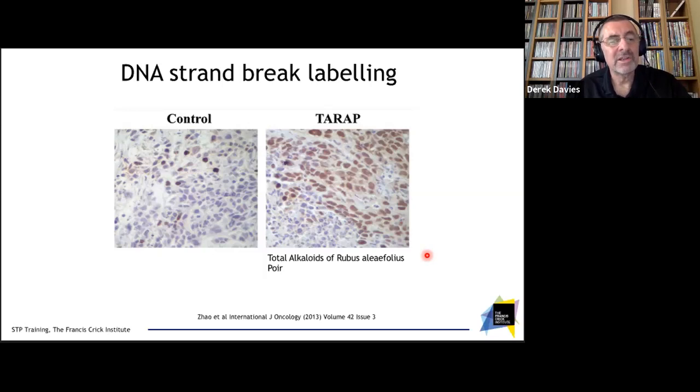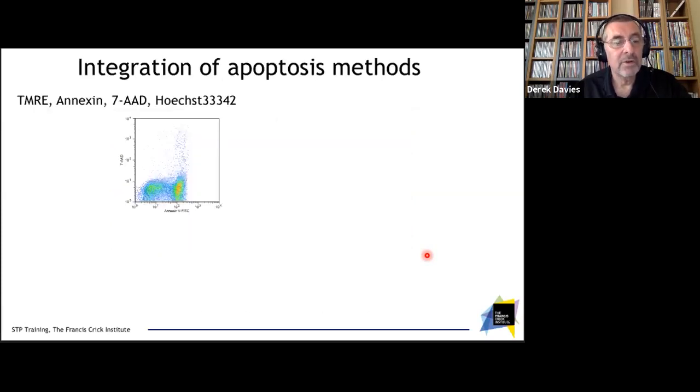So what I've talked to you about so far is really single probe methods. Okay, most of the time, yes, I've added a DNA binding dye, but it's not particularly high dimensional. And of course, we know that one of the big advantages of flow cytometry is that it allows us to integrate methods, to multiplex, to look at lots of different fluorochromes together. So in the last 10 minutes or so, I just wanted to give you some examples of that.